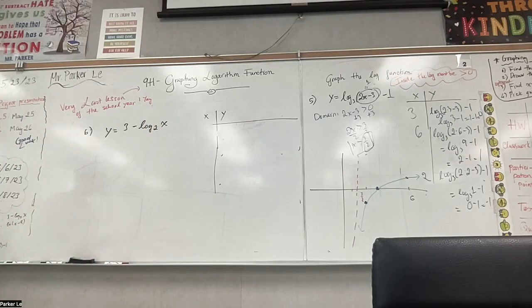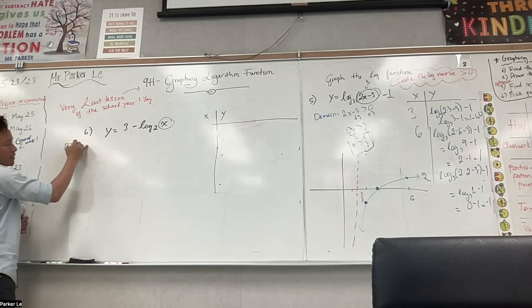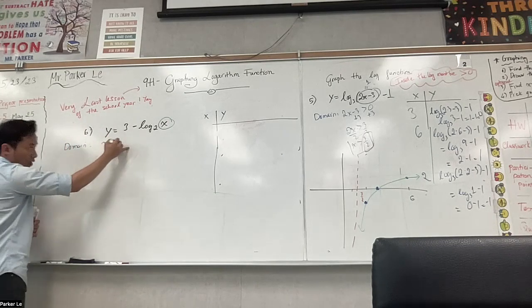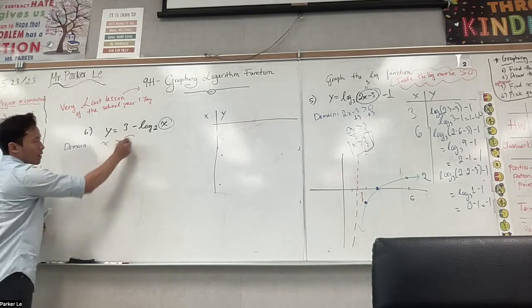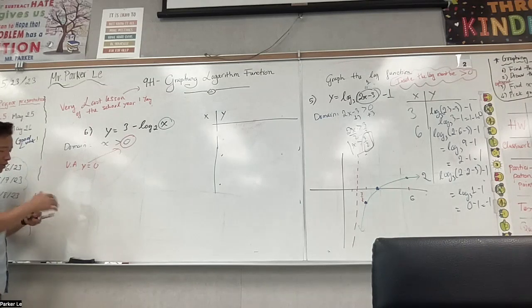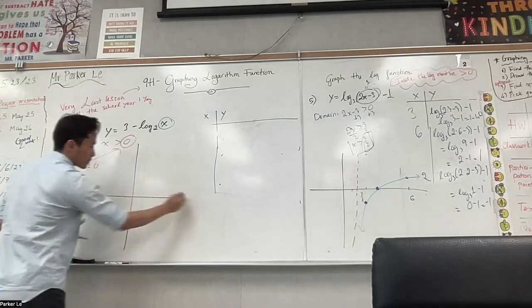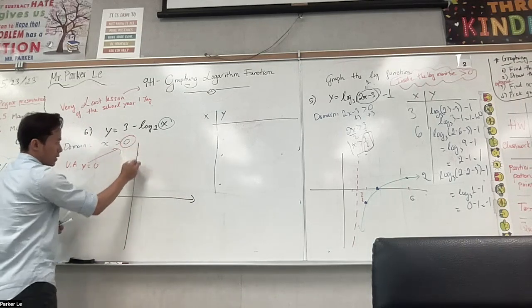What is the domain? X what? The domain, you need x larger than what? Inside the log is x, yes. Domain is x is larger than 0. Very good. 1 for Sophia, 1 for Mark. X larger than 0. What is the VA? The y-axis, because this is 0, so the VA is x equal to 0, which is just the y-axis. So this is the VA.